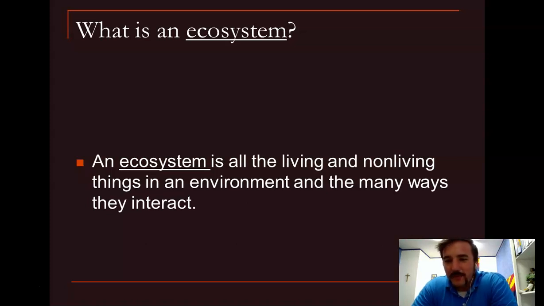The air that it breathes, that's a pretty important part of the lizard's life, right? But air is not alive. The weather, not alive. So don't just think of plants and animals when we talk about ecosystems. There are a lot of non-living things that matter too, right?